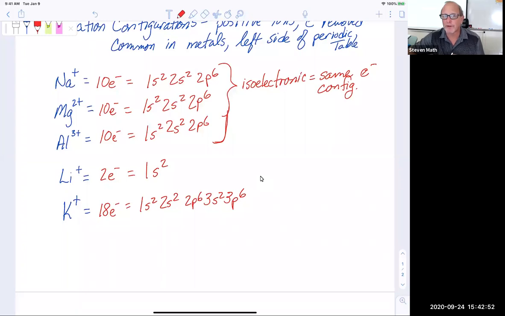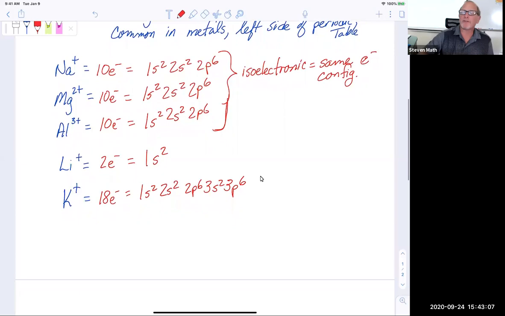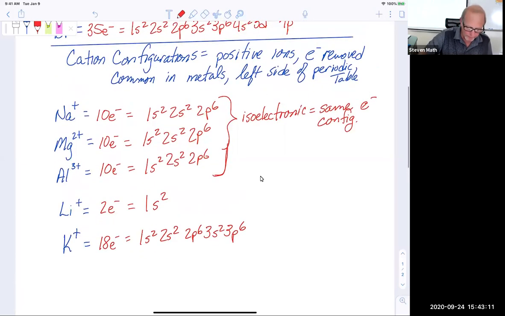There's a trend that's starting to happen now, and you can already see it. 2p6, 3p6. These ions tend to form a p6 orientation. Now these are cations. These are my positive ions. We've removed electrons from these. Now let's look at our anions, because they're going to do something that's real similar as well. They're just going to do it in a different way.